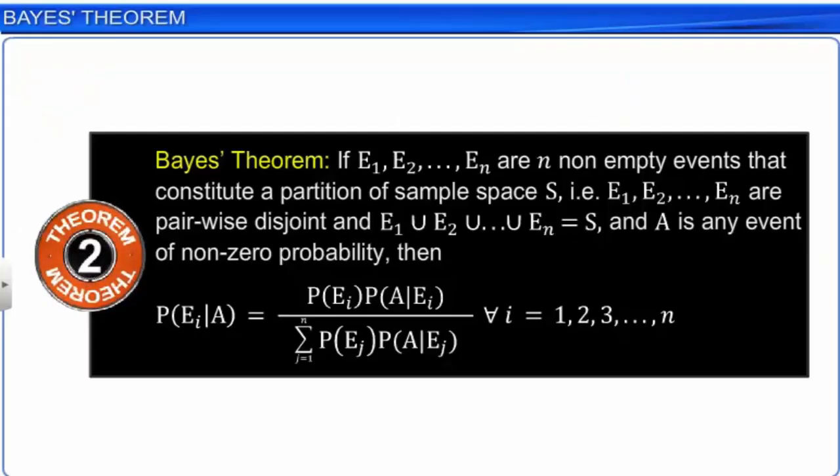Let's now state and prove Bayes' theorem. Bayes' theorem states that if E1, E2 and so on till En are n non-empty events that constitute a partition of sample space S, that is, the events are pairwise disjoint and the union of events is equal to S, and A is any event of non-zero probability, then the probability of Ei given A is equal to the probability of Ei into the probability of A given Ei, whole divided by the summation of the probability of Ej into the probability of A given Ej, for i equal to 1, 2, 3 and so on till n, and j is running from 1 to n.